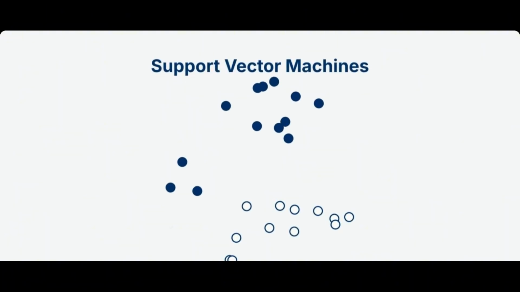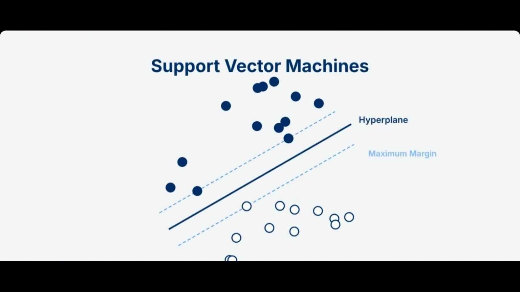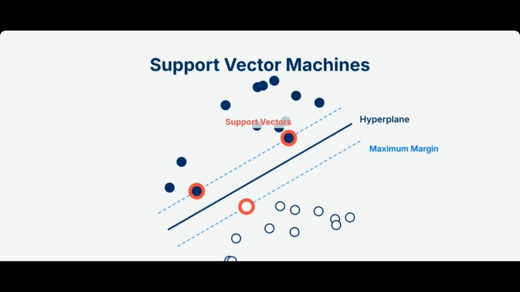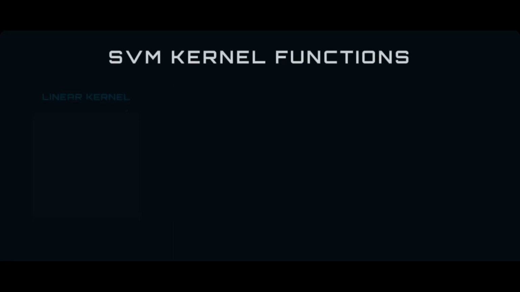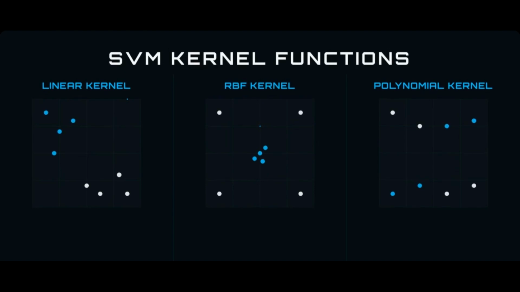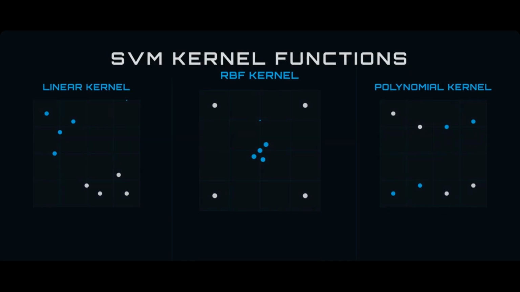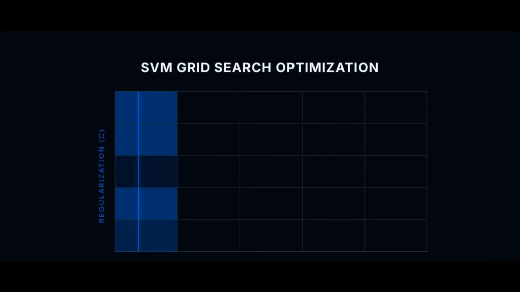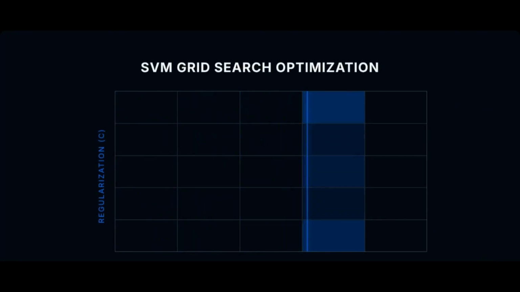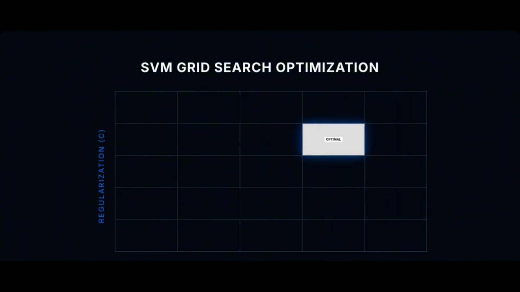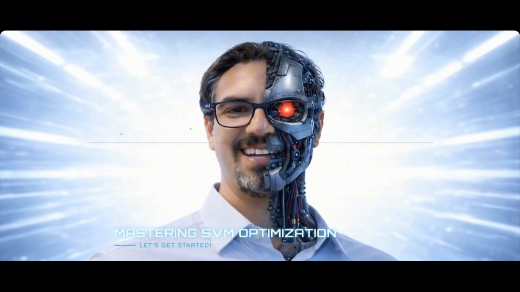We'll first develop an intuitive understanding of how support vector machines work and why they're considered one of the most powerful algorithms for classification. Then we'll explore the key hyperparameters that many tutorials only mention briefly, including C, gamma, and the different kernel functions. We'll also discuss how to select the right kernel and use techniques like grid search to find the optimal configuration for your model. By the end, you'll know how to optimize SVM for your own data.